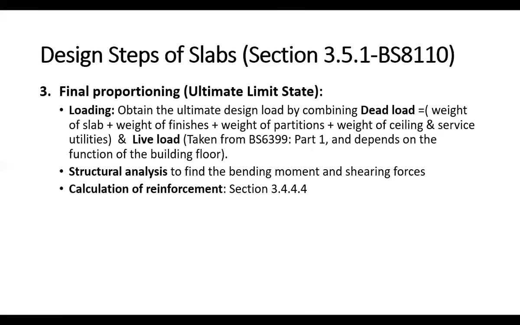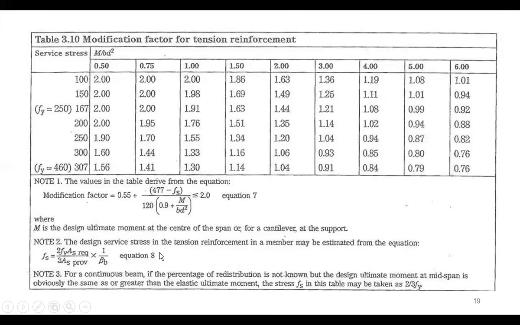Once we design for reinforcement, this is not the end. You need to make some checks to be sure that your structure is safe and can resist the loads and can satisfy the ultimate limit state and serviceability limit state. The first check here is a check for deflection. For checking deflection, we use table 3.10, as you can see here. It will come later after 2 slides. We'll talk in detail about how to use this one to check our deflections.